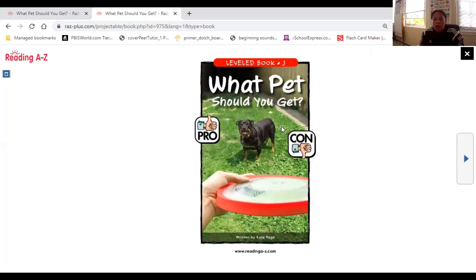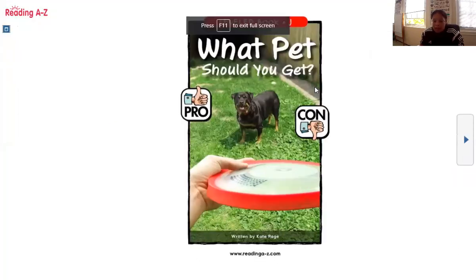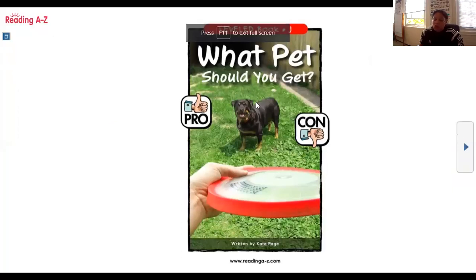Okay, so the story is called What Pet Should You Get? There are going to be some children in the story who are basically giving their opinions about which type of pet is the best pet to get. So what you're going to do is either listen or read the story, and as you're reading it, I want you to do some highlighting, okay?